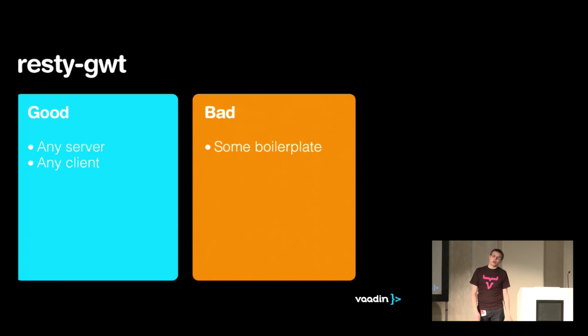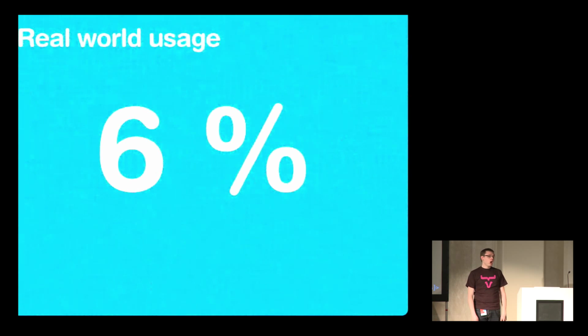One small problem here is that you still have some boilerplate, needing to add those annotations that were not needed with the GWT-RPC example. But still, all in all, this is currently at about 6% usage, and my guess is that this is one that will become more popular over the upcoming years.